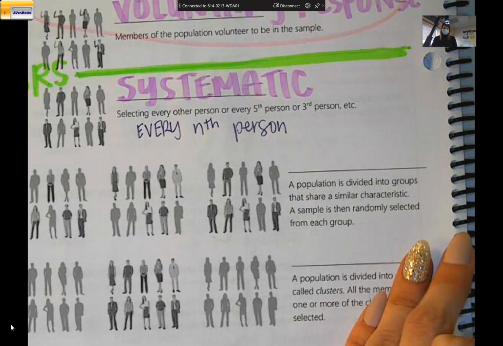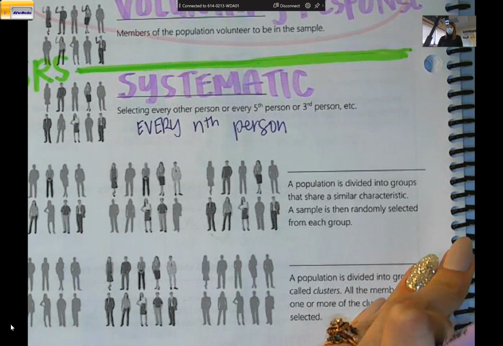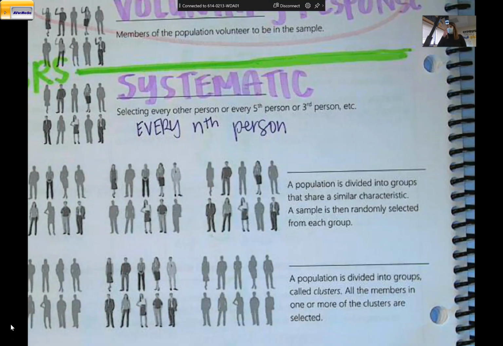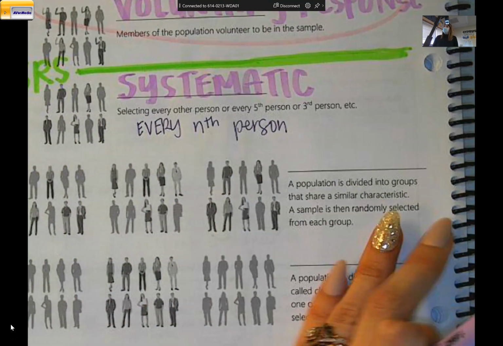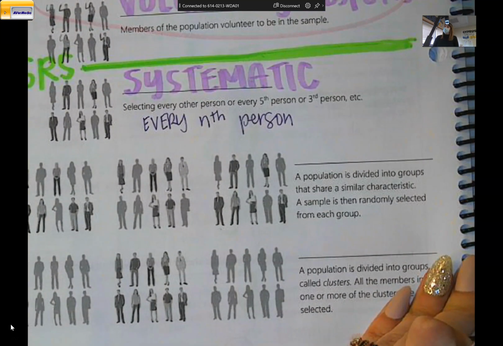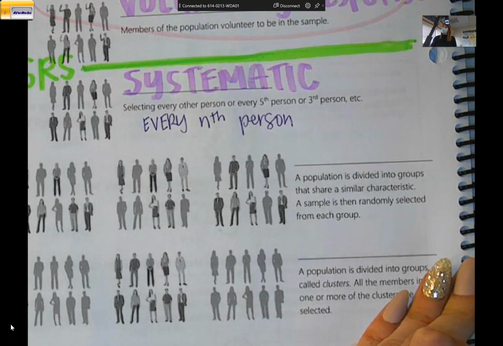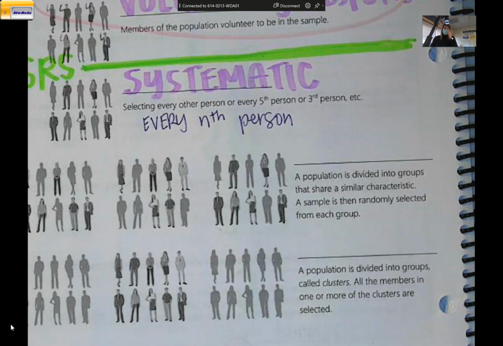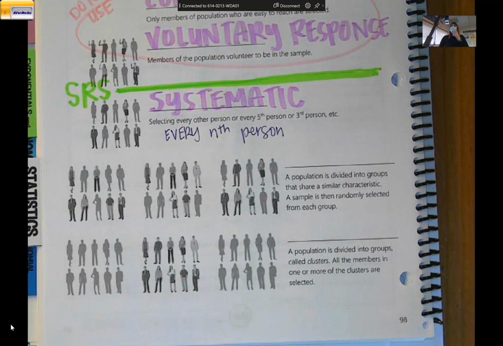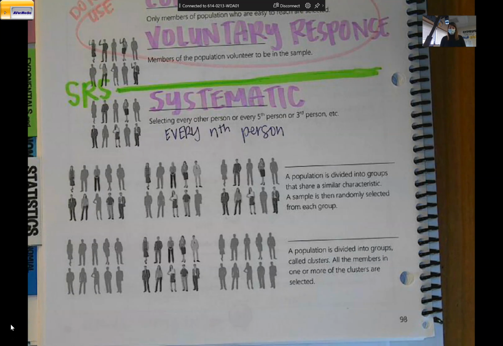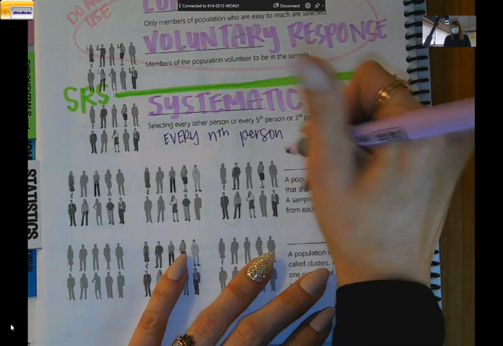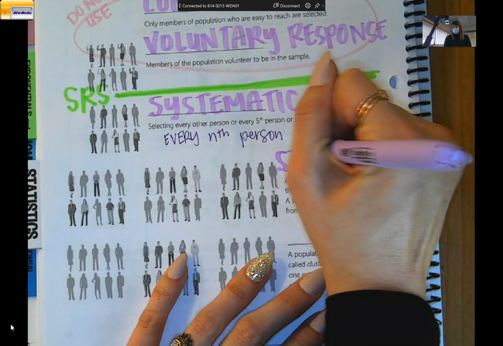Okay, then the next two are a little bit more complicated. So you divide your population into groups that have similar characteristics and then randomly sample a few people from each group. This is called a stratified sample.